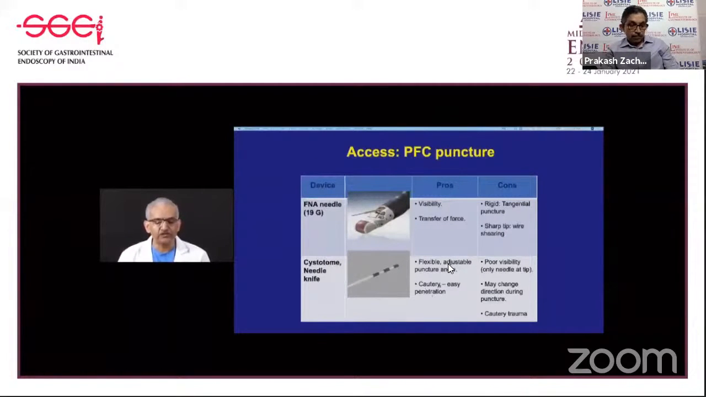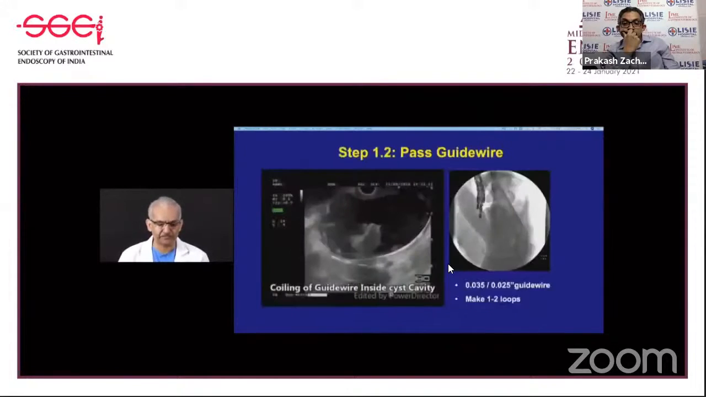The advantage of cystotome or needle knife is it's flexible, you can adjust the angle, and cautery allows easier penetration, although needle also does the same. But the downside is they're not so well visible and they may change direction when you enter. Plus there can be cautery trauma. So these are the downsides. It depends on your experience or your center's experience, but personally I prefer a needle for entering the collection.